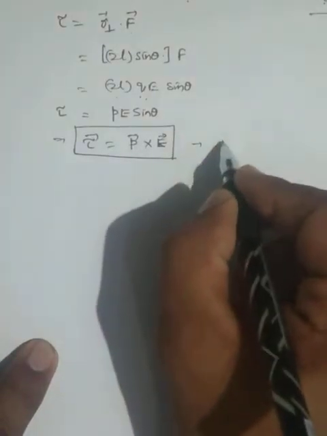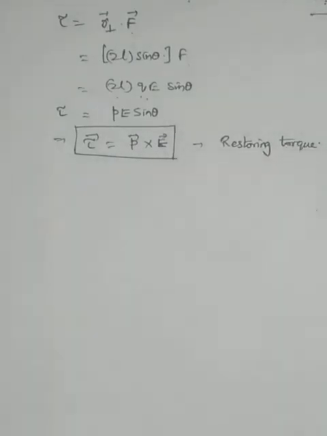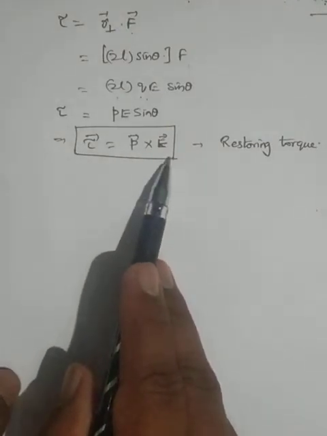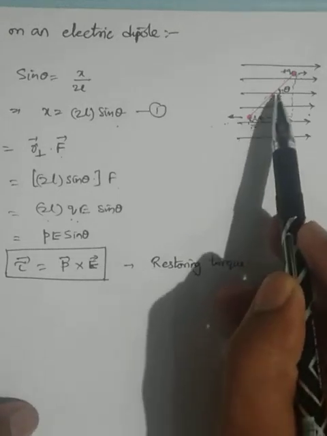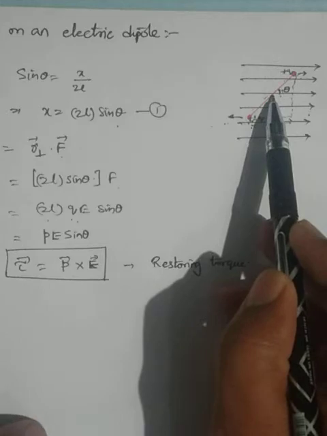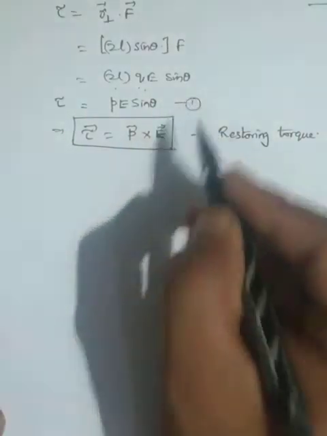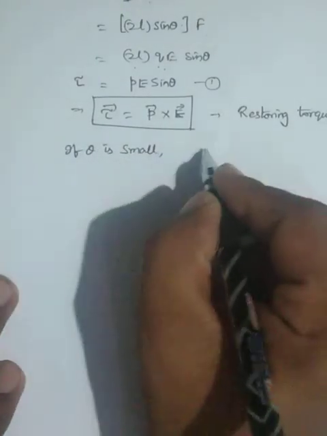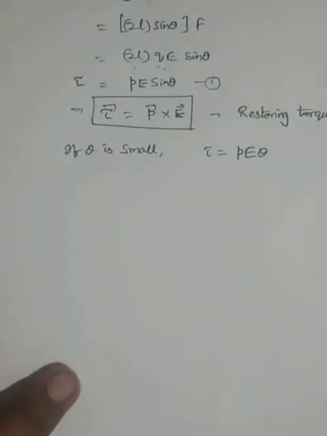It is also known as a restoring torque. The direction of the torque is perpendicular to the plane of the dipole moment and the field intensity, right? Suppose I consider the mass of the charged particle also, it is rotating about its center. If theta is very small, I can rewrite this expression, let us say equation 1, as tau is equal to PE theta, right?